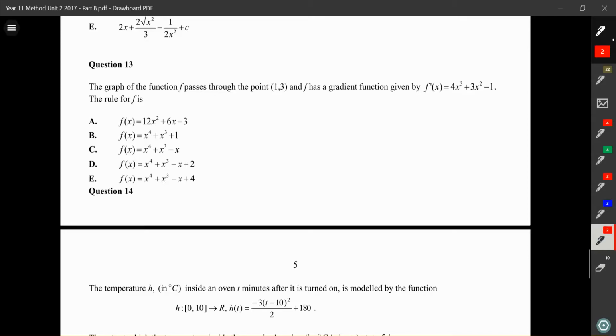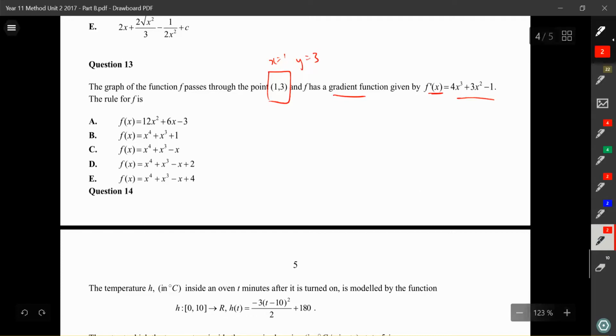Now remember, in exam 1, if you were actually watching that, I talked a lot about how they will always give you the derivative and an x and y relationship, right? So they already just gave me, it passes through 1, 3. So when x is 1, y is 3. The next thing is they said it has a gradient function, so you've got a gradient there. The rule for f is, okay.